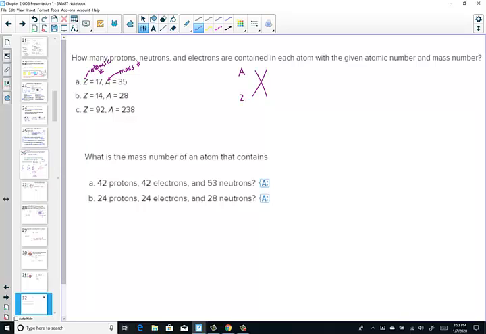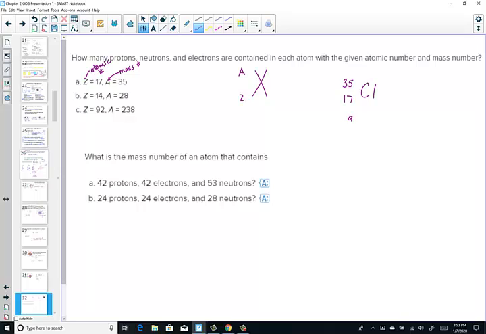Alrighty, so with that in mind, the Z, which is the atomic number, is 17. The mass number is up high as 35. How can we derive the elemental symbol from that information? Well, I use the periodic table and find element number 17. Number 17 is the element chlorine, Cl.